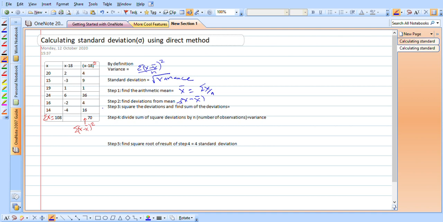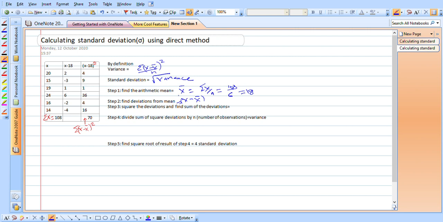These are the deviations, x minus 18, because our mean here is given by the sum of the x's, which is 108, divided by 6, and we get 18, so that is our mean. So we get a column for x minus the mean, that is given there.